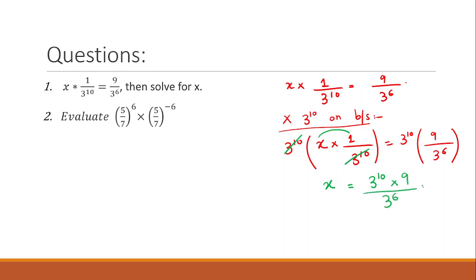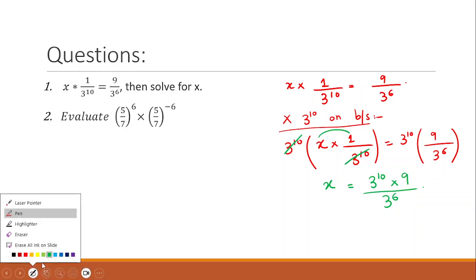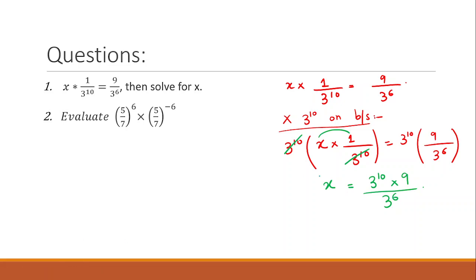Now there is a law, one of the laws of exponents, which says: let's say you have any number a with some power m, divided by the same number a to the power n. Then you can write this as a to the power m minus n. This is the quotient rule for exponents. Now we will apply this law here.